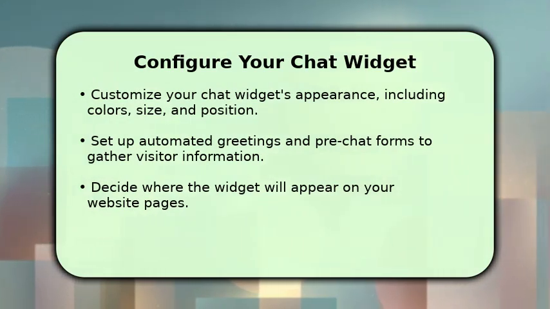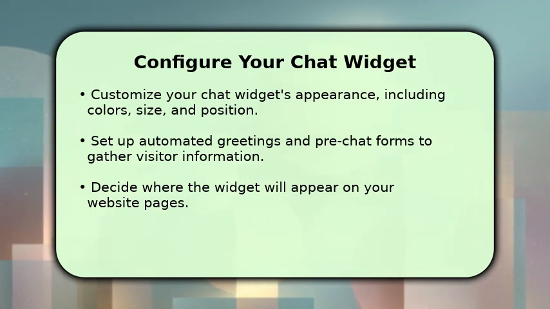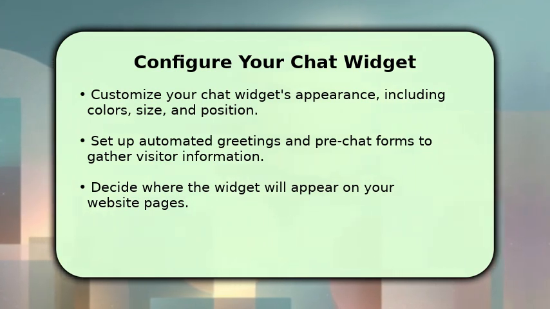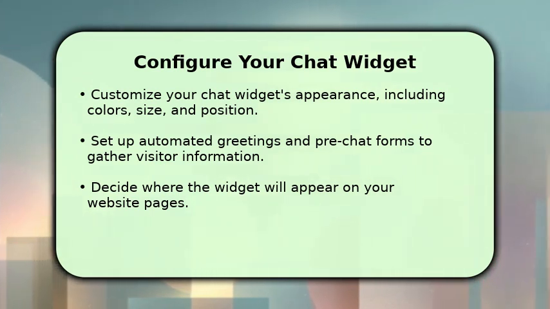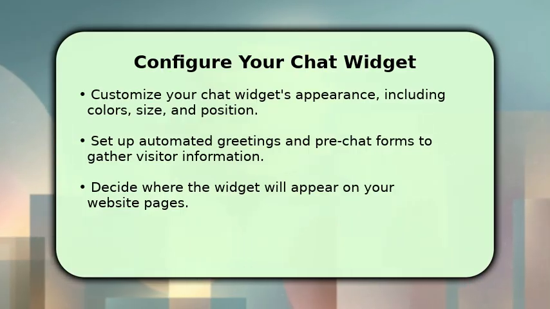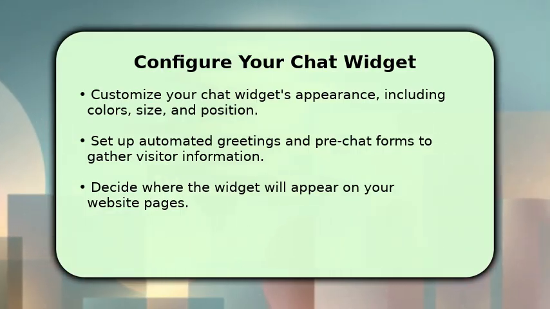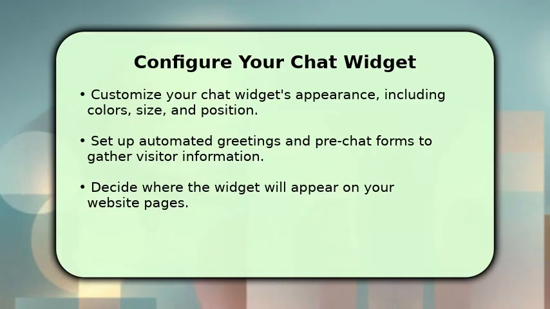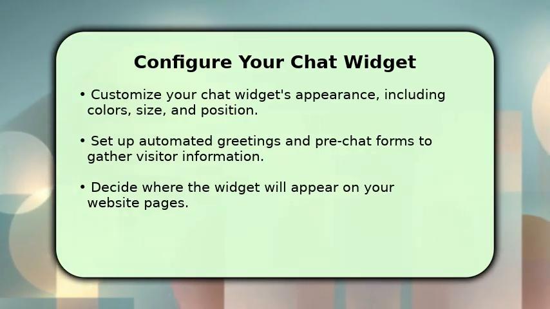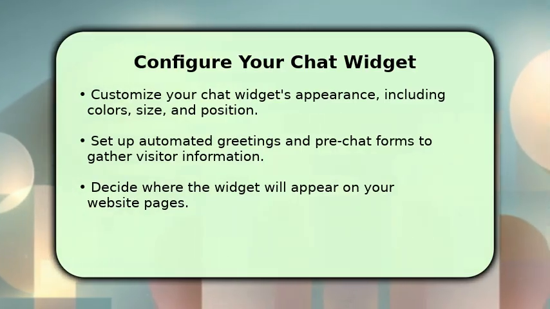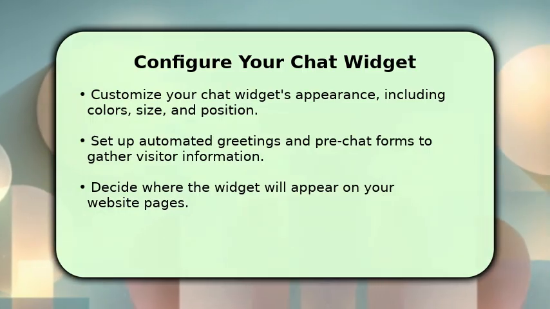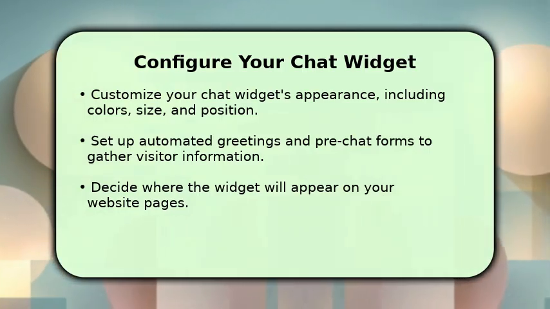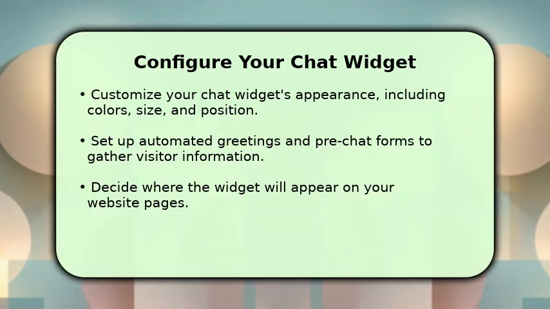Now, let's customize your chat widget. Within your Tawk.to dashboard, navigate to the widget section. Here, you can personalize its appearance, choosing colors that match your brand, adjusting its size, and selecting its position on your website. You can also set up automated greetings and pre-chat forms to collect visitor information before a conversation begins. Take your time to configure these settings to provide the best experience for your website visitors.